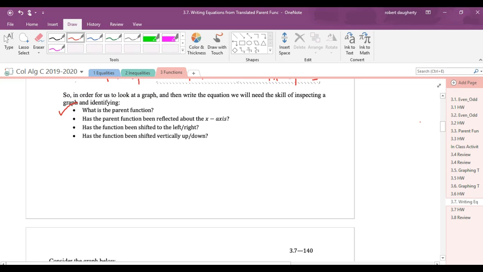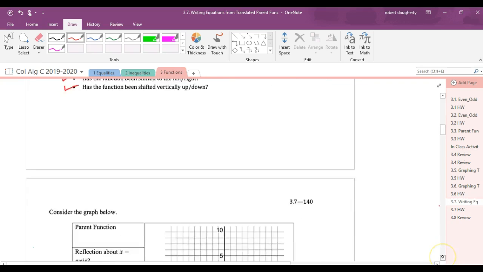Okay. And then we need to ask ourselves, was it reflected about the x-axis? If it was reflected about the x-axis, my equation, how will I indicate that when I write the equation? Yeah, a negative in front of it. Has it moved left or right? And has it moved up or down? So I need to be able to look at a graph and answer these questions and then come back with the appropriate equation of the function.